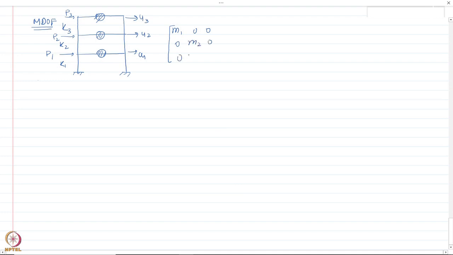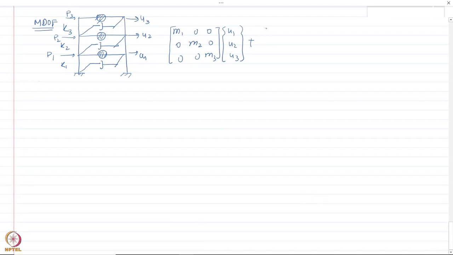M1 0 0, 0 M2 0 and 0 0 M3. So we got this mass matrix, and then if there is also a damper between each story, that can also be formulated in this equation of motion, and we can write this as C1 plus C2, minus C2, 0, minus C2, C2 plus C3, minus C3, 0, minus C3, and C3, with the velocities. And then we had the stiffness terms which took the same form as the damping term.